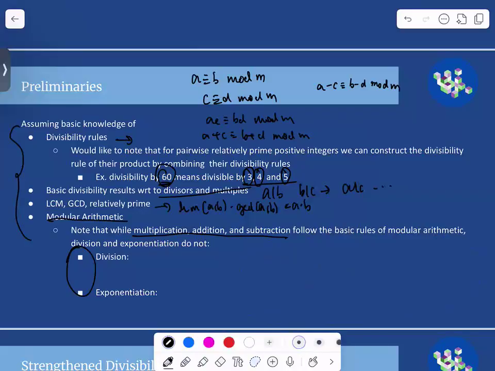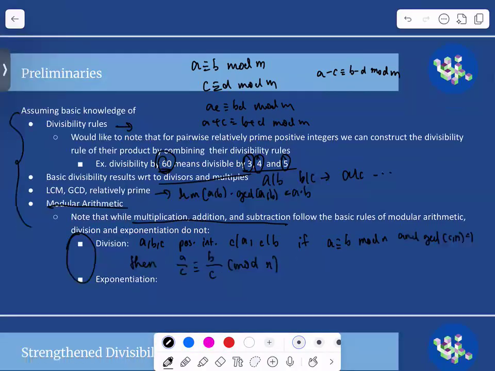But division and exponentiation work like this. If A, B, and C are positive integers such that C divides A and C divides B, if A is congruent to B mod N and the GCD of C and N is 1, meaning they're relatively prime, then A over C is congruent to B over C mod N. And for exponentiation, if A is congruent to B mod N, then A to the K is congruent to B to the K mod N for any positive integer K.